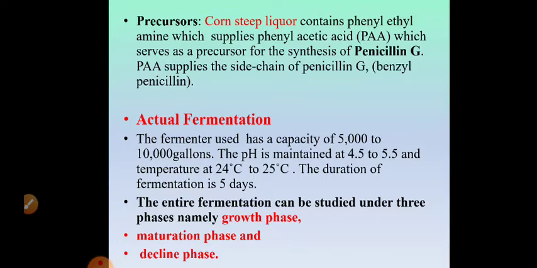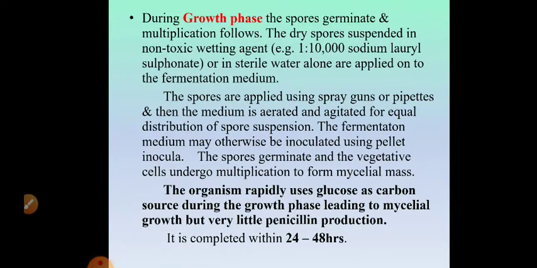Now, actual fermentation. The fermenter used generally is of glass. It has a capacity of 5,000 to 10,000 gallons. During the course of fermentation, you have to maintain the pH at 4.5 to 5.5 and maintain the temperature at 24 to 25 degrees Celsius. The duration of fermentation is around 5 days. The entire fermentation process can be studied under 3 phases. Number 1, growth phase. Number 2, maturation phase. And number 3, decline phase.